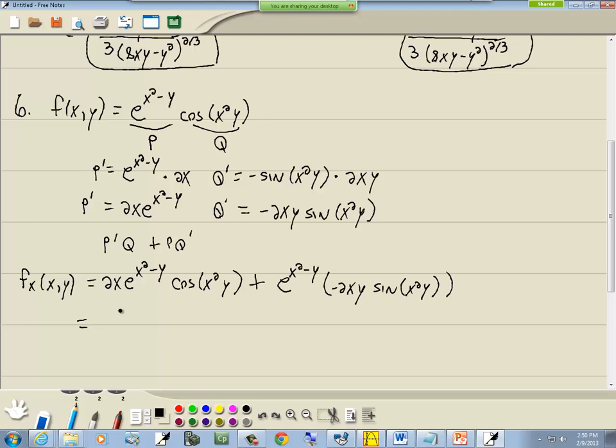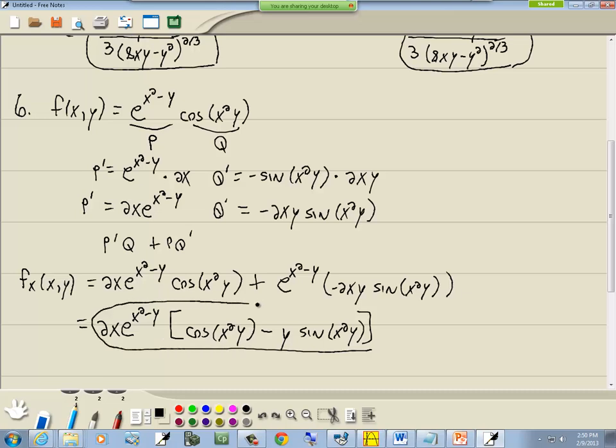Now I'm guessing they probably factor out what they have in common. They both have a 2x e to the x squared minus y. So 2x e to the x squared minus y. That's gone, that's gone, that's gone. So that gives me cosine of x squared y. That's gone. This 2 and this x is gone. So we've got minus y sine of x squared y. Assuming I didn't make any basic algebra mistake there.